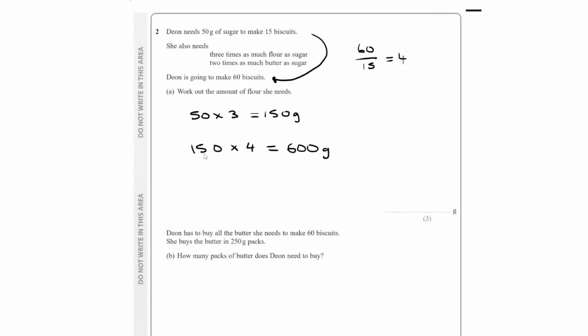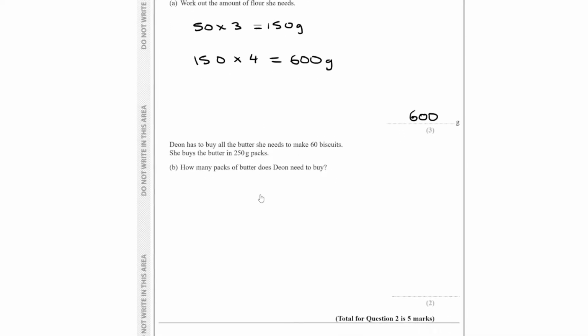Which again is kind of the 15 times tables, isn't it? Because you've got 15 and then a 0. So you should get 600 grams for that one. Don't forget you need to multiply it twice to scale it up.